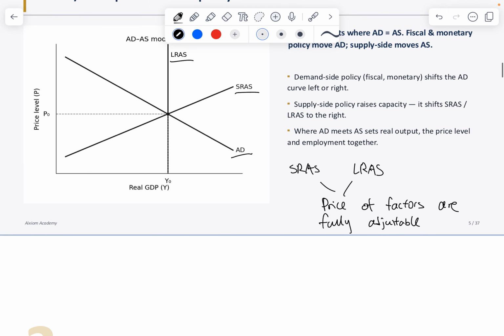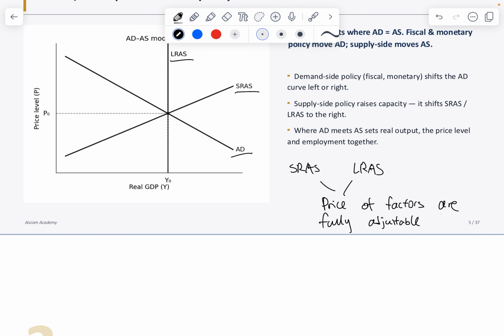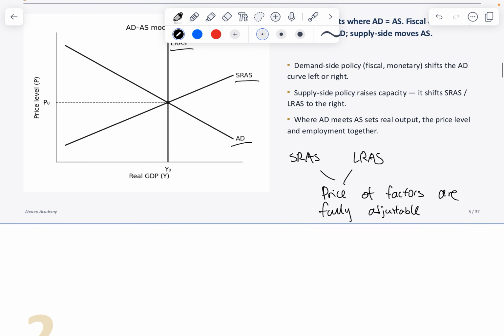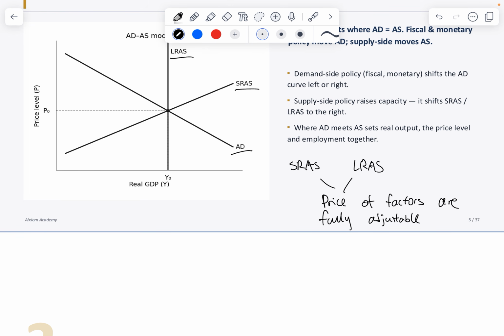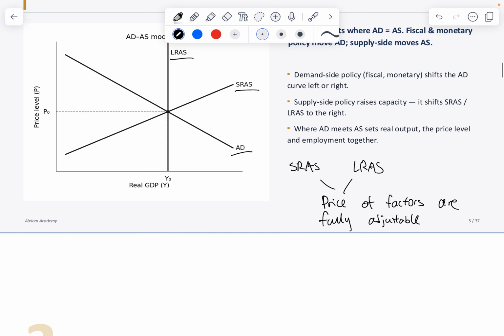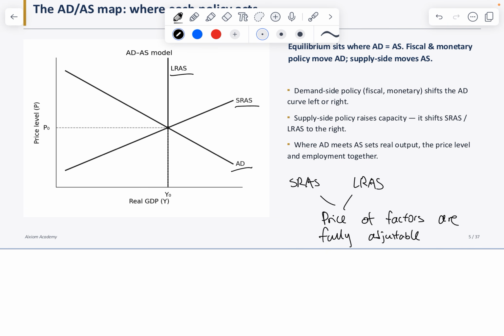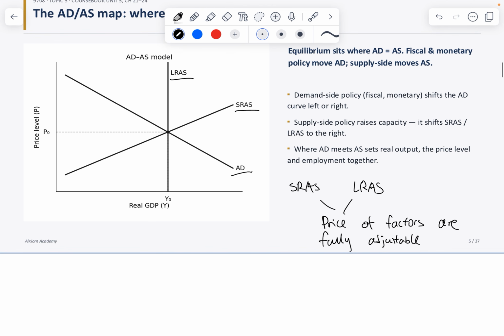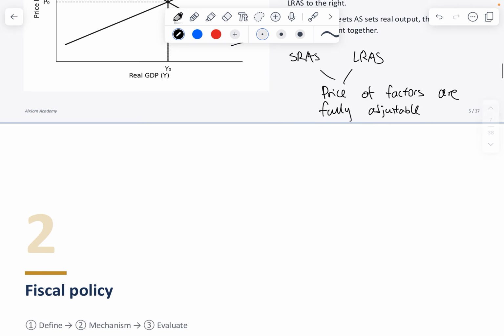So this basically means that in the short-run AS, some factor prices are fixed. This means that if you have a higher price, this encourages firms to produce more because there is a profit motive. But in the long-run AS, all prices and factors are fully adjustable and flexible, so you will be producing at the long-run potential point.